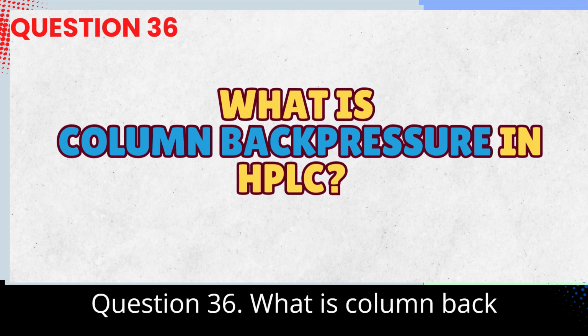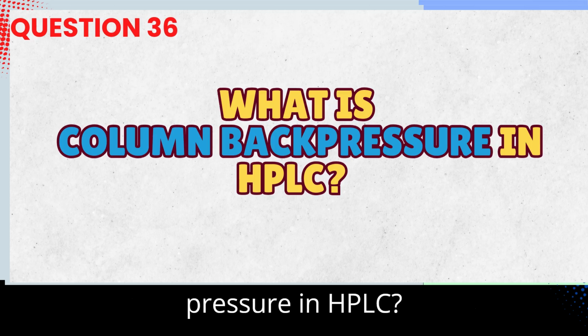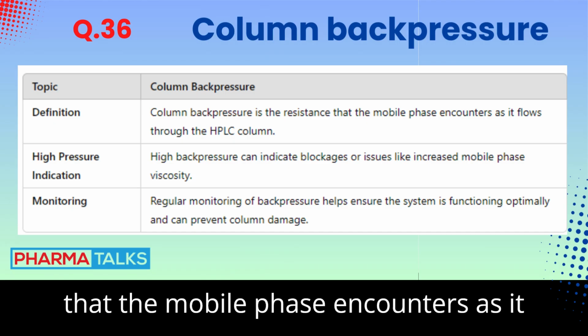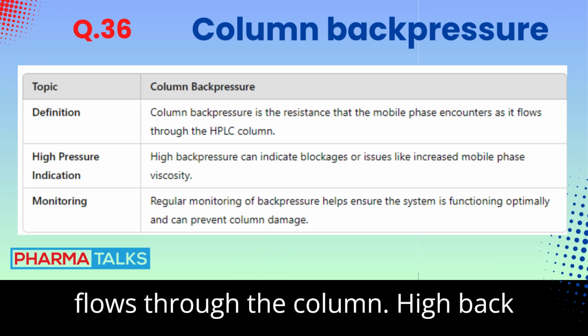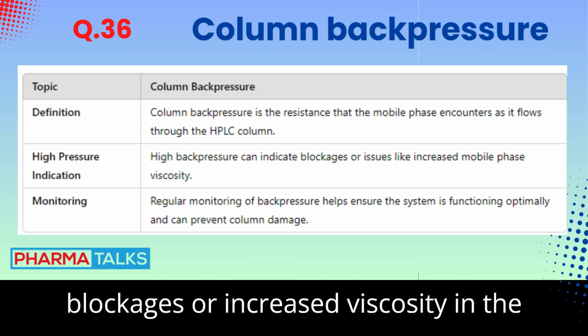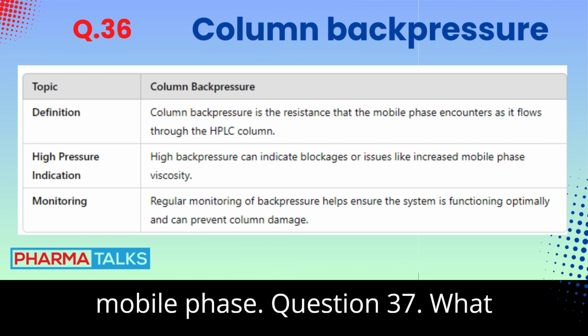Question 36. What is column backpressure in HPLC? Answer. Column backpressure is the resistance that the mobile phase encounters as it flows through the column. High backpressure can indicate problems like blockages or increased viscosity in the mobile phase.